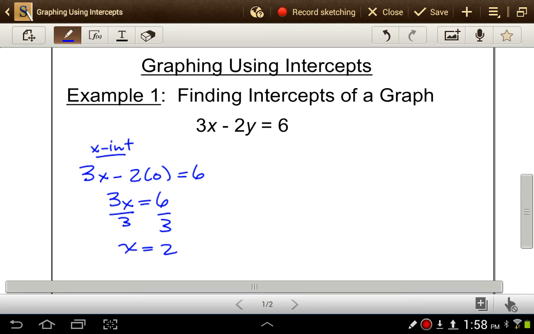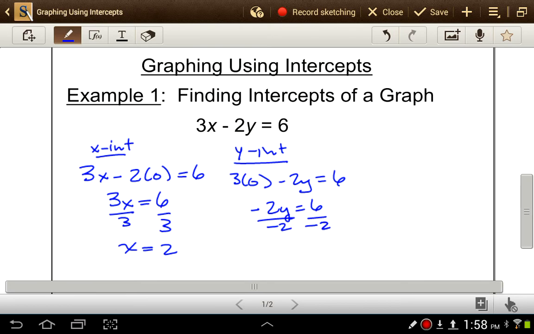For the y-intercept, I'm going to make the x 0. So I'm going to do 3 times 0 minus 2y equals 6. 3 times 0 is 0. 0 minus 2y is negative 2y. Equals 6, divide both sides by negative 2, and you get y equals negative 3.